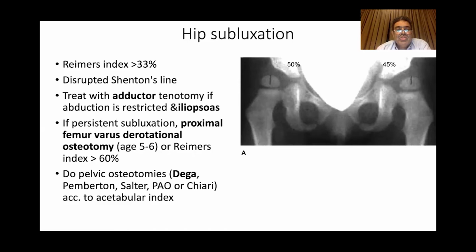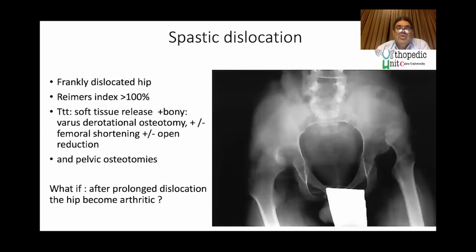If the Reimer migration index is more than 60%, and to go to a pelvic osteotomy if you have severe acetabular dysplasia. When you have frank dislocation, here we have the Reimer migration index more than 100%, the head is completely dislocated, we should go for soft tissue release again, the iliopsoas and adductor lengthening, plus bony varus derotation osteotomy, plus minus femoral shortening. And of course, we should do a pelvic osteotomy.